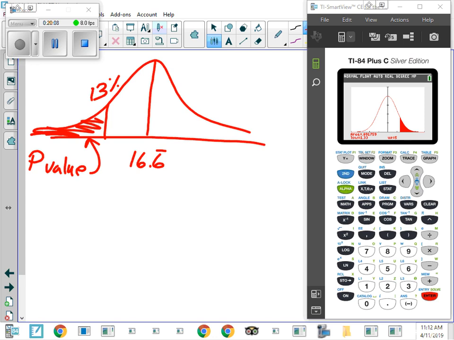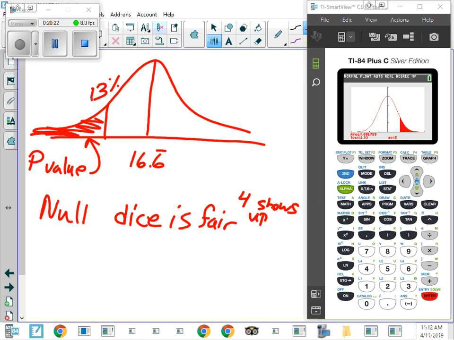So in this case, the null says that the dice is fair, which means that the 4 shows up 16.6 repeating percent of the time. And some professors get super technical on what your null is going to be. In my opinion, those are the same thing. I don't get too caught up on exactly how you write your hypothesis, because the whole point is just to say, is the dice fair or not?